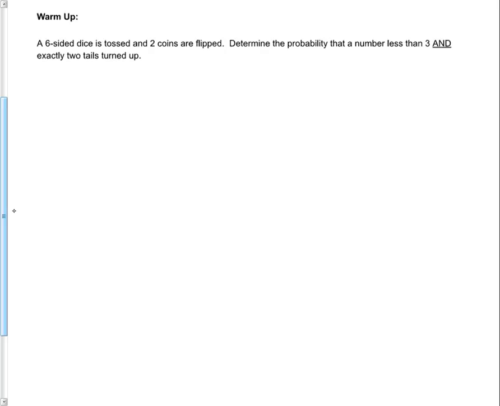So we want to determine the probability that we're going to get a number that is less than 3 and exactly two tails turned up. So we actually have three things that we need to look at. First, we're going to flip that die, and when we flip the die, we can get a number that is either a 1, a 2, a 3, a 4, a 5, or a 6. Our second situation is flipping coins, and the third one, we're also flipping some coins.